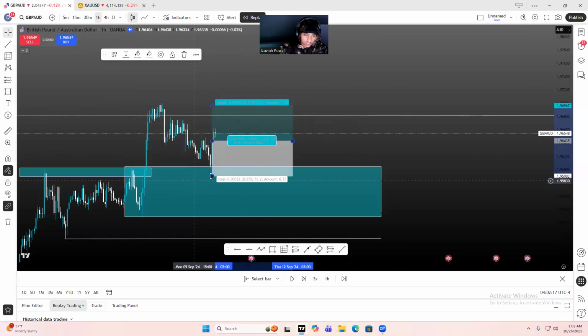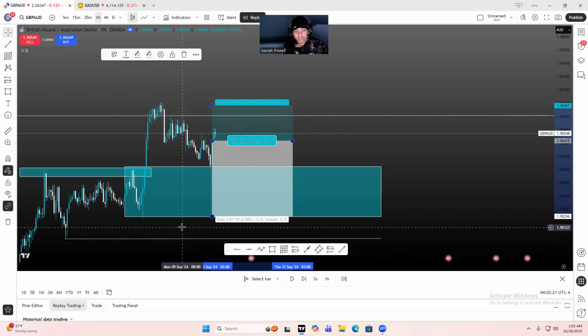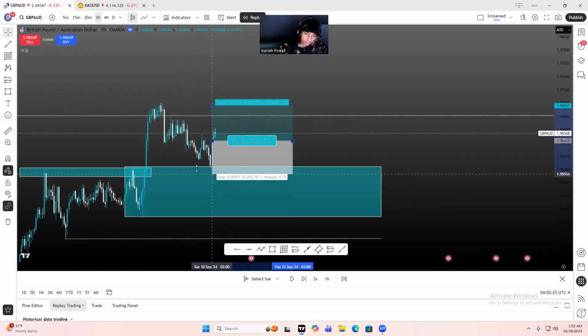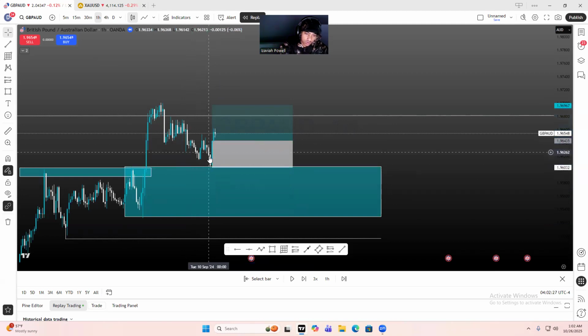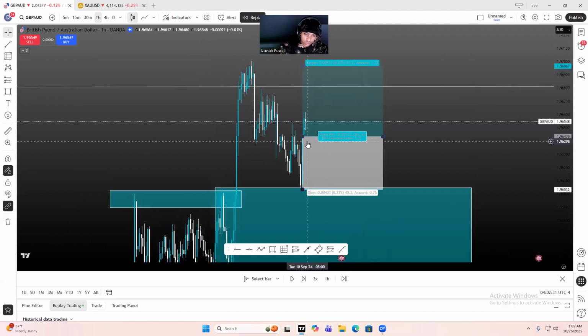Our stop loss, so instead of bringing it down to below our demand in this particular situation, we're going to bring it below the low of this tap, just because our entry was so high that we can't bring it all the way down here.